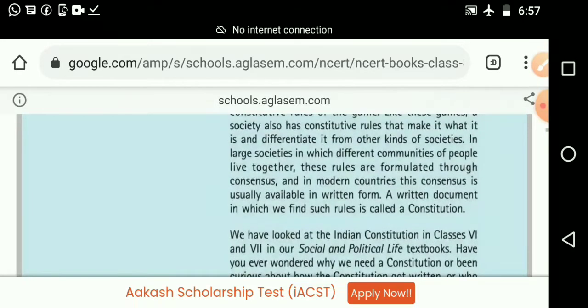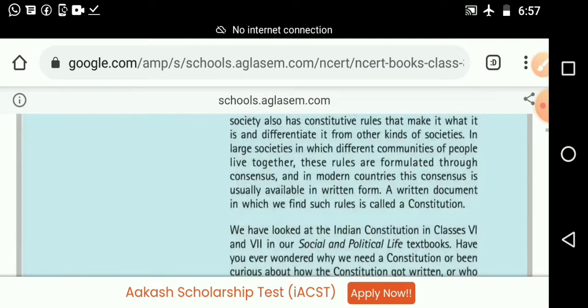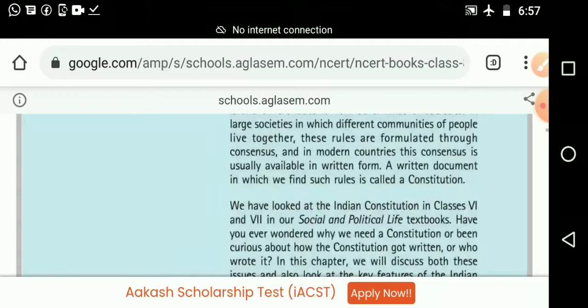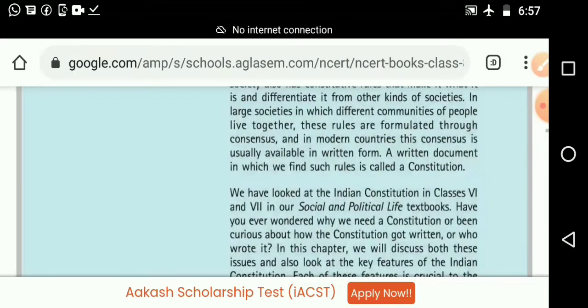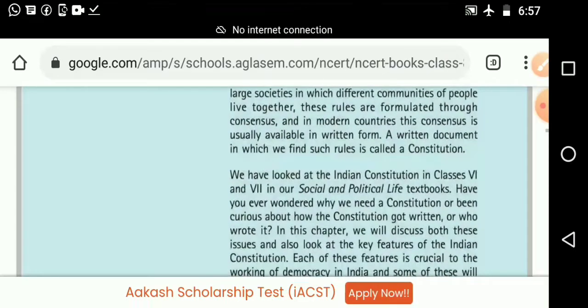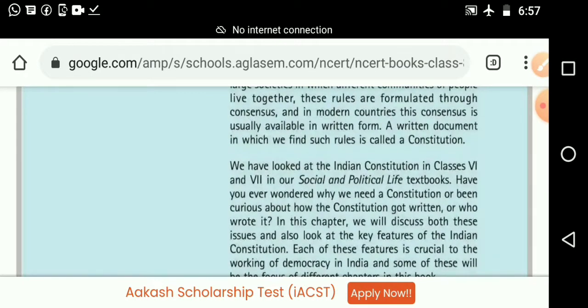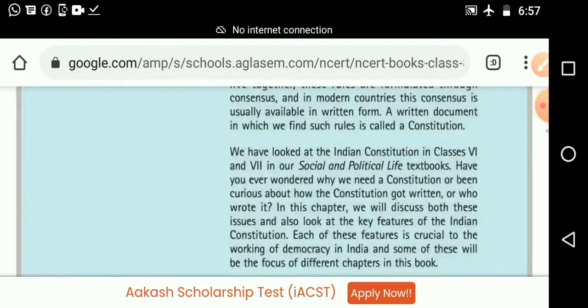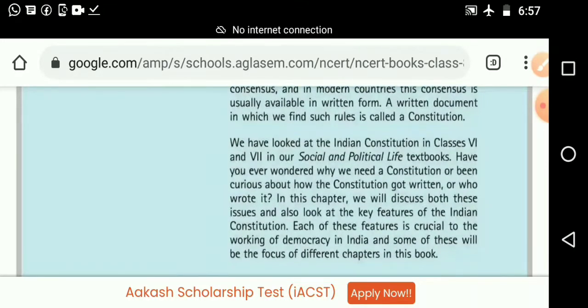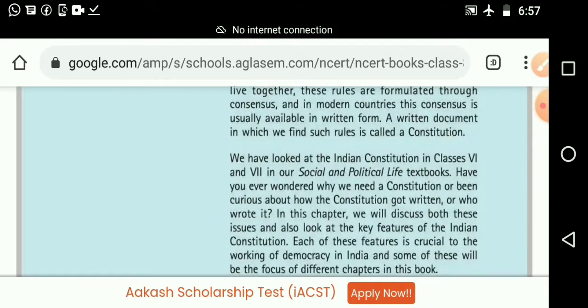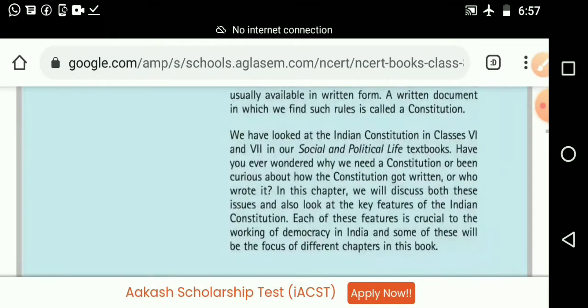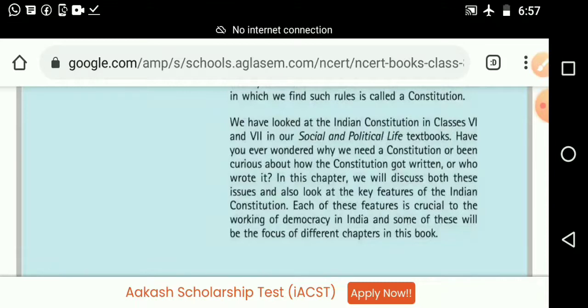Then in large societies in which different communities of people live together, these rules are formulated through consensus, and in modern countries the consensus is usually available in written form. In olden days it was mostly passed orally. Nowadays we can see all the rules and regulations in written form, and a written document in which we find such rules is called a constitution. About a particular country or state, what is written and kept about the basic things, all together we call it a constitution. So this is the introduction to the lesson.